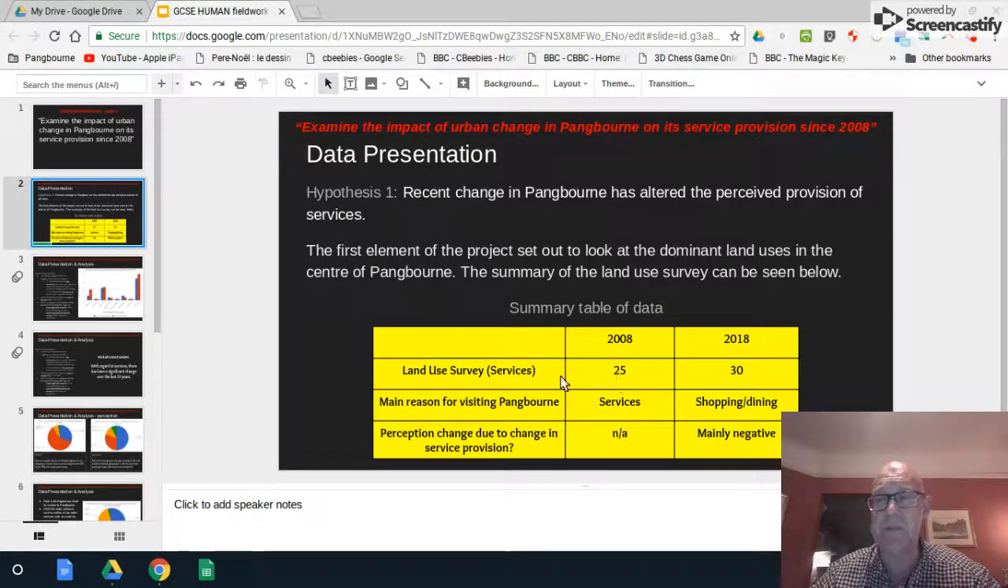Notice the land uses that were services: 2008 was 25, 2018 was 30. That may only be 5 big services, but actually it's a very significant percentage increase. Okay, remember you need to remember dates and you need to remember some numbers so that the examiner gets the impression that you were there, and after all, you did gather the data that we're presenting to you here.